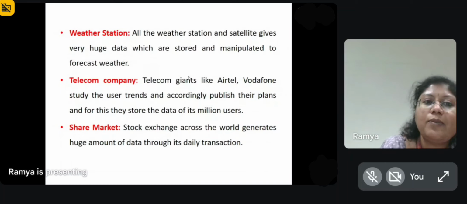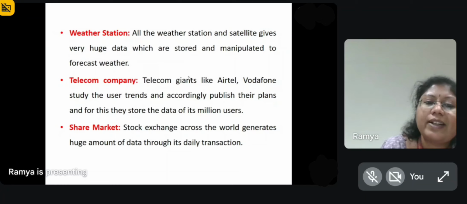Similarly, the weather station. All the weather stations as well as satellites give very huge data which can be stored and manipulated to forecast weather, and it can even predict the weather after 2 or 3 months. The data they are handling is also based upon big data.